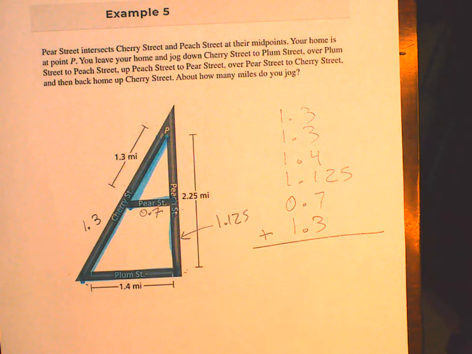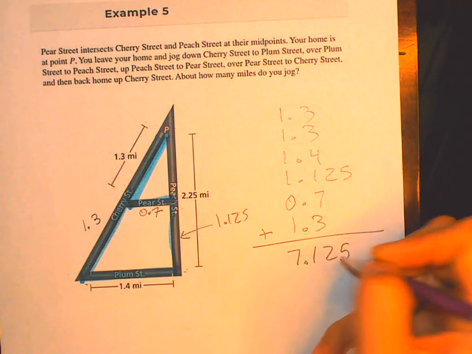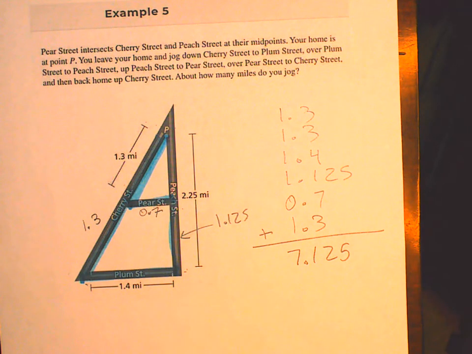So I'm going to go ahead and put that on my calculator. 1.3 plus 1.3 plus 1.4 plus 1.125 plus 0.7 plus 1.3. And my total is 7.125. So this is the exact distance of the trajectory.